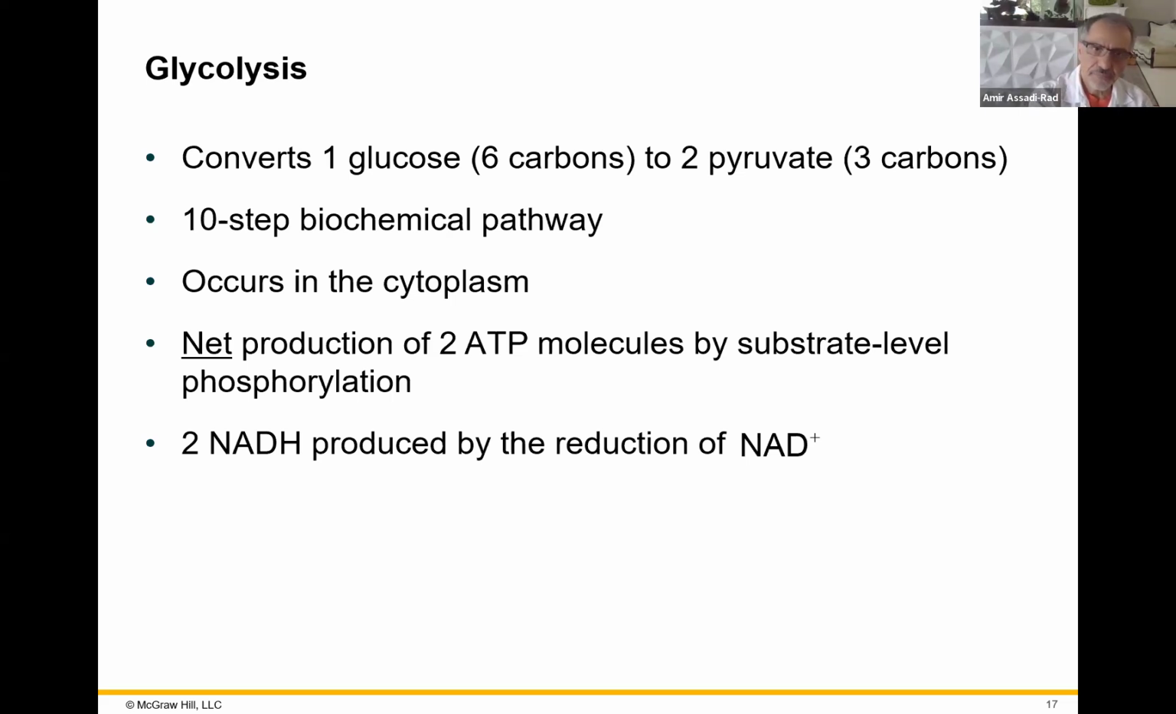And 2 NADH also produced. 2 NADH, gross 4 ATP, net 2 ATP from breakdown of 1 glucose molecule to 2 molecules of pyruvate.